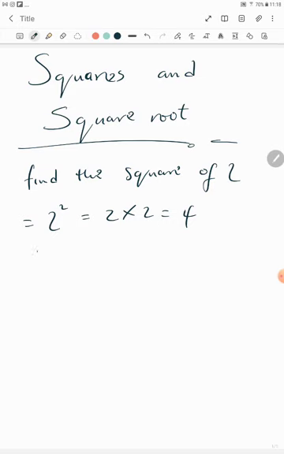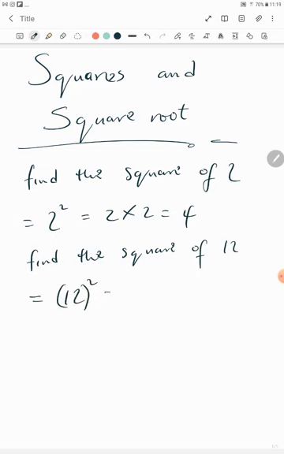Likewise, we can say find the square of 12. Finding the square of 12 simply means we should do 12 raised to the power of 2, and that simply means 12 times 12, which will give you 144.